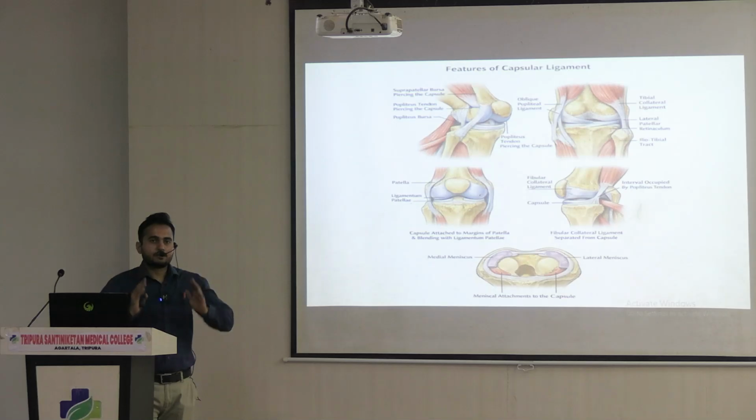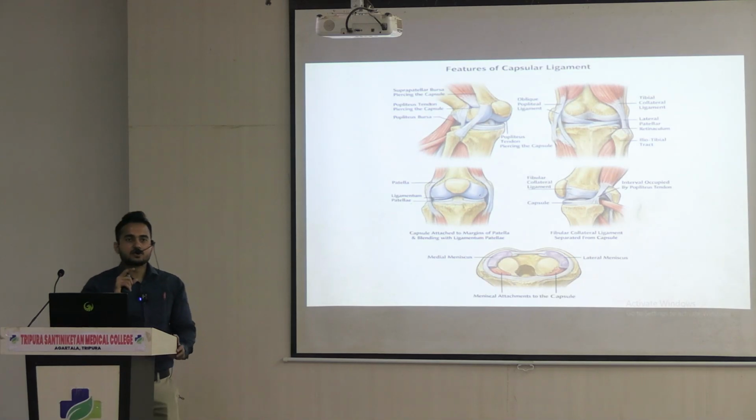Now one important point is there: the medial collateral ligament, okay, is attached to the capsule, but the lateral collateral ligament is separated from the capsule. That is important. That's why the chances of getting damage of the medial meniscus is more as compared to the lateral meniscus. Okay, because the medial collateral ligament is attached to the capsule.